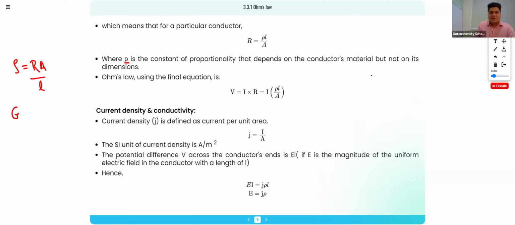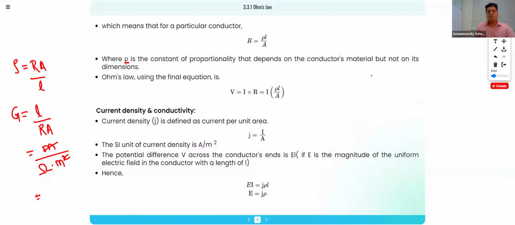Conductivity is usually represented by G. It will be L upon RA. What is L? L will be in terms of meter. Resistance will be in terms of ohm. Area will be in terms of meter square. So meter and meter square will get cancelled, and you will get 1 upon ohm.